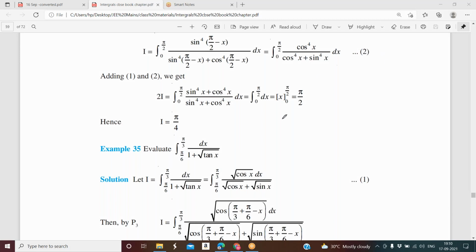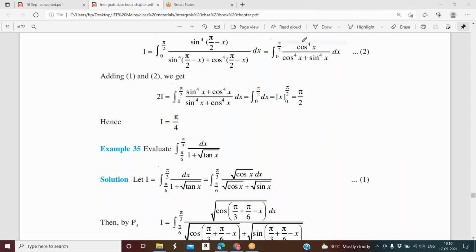First, we have to simplify the integrand because we have tan x in the denominator. So how will you write tan x? Tan x is sin x by cos x. So you will have integral dx by 1 plus square root of sin x by cos x. Now cross multiply. So you will have square root of cos x plus square root of sin x in the denominator, and square root of cos x will come to the numerator. So now this is your integrand.